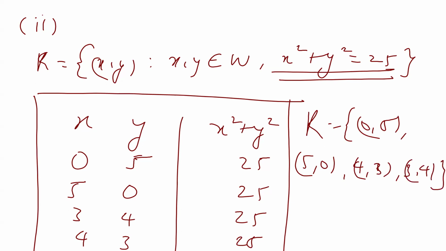Okay, so this is the relation. In the ordered pairs I've written, you can write down the domain and range. Domain is 0, 5, 4, 3, and the range is 5, 0, 3, 4. Order is not important, but that's the domain and range. Okay, let us proceed with question number 8.